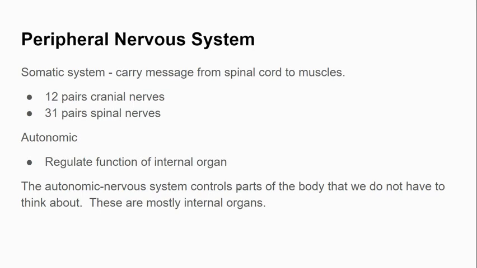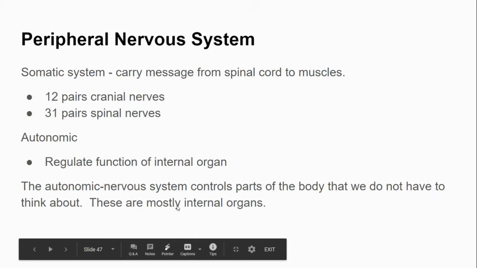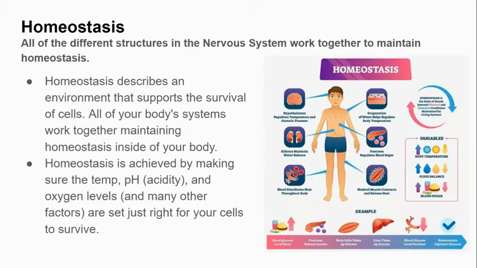So the autonomic nervous system controls parts of the body that we do not have to think about. These are mostly your internal organs, things like your heart, the things you don't have to think about. That is the autonomic nervous system. Homeostasis.